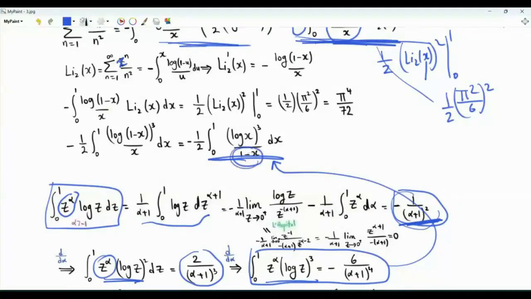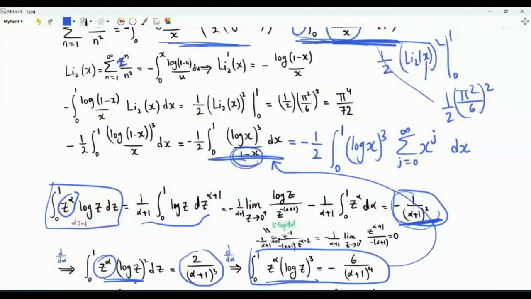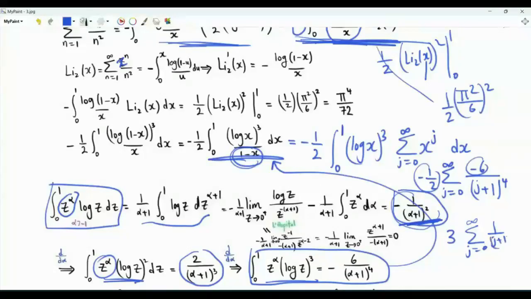The idea is that we will expand 1 over 1 minus x. So this is minus 1 over 2, the integral from 0 to 1 of log x cubed. And then 1 over 1 minus x is the summation, let's say j from 0 to infinity, x to the power j. According to our rule here, if we interchange the order of summation and integration, we end up with minus half summation j from 0 to infinity. And then the integrals will give us minus 6 divided by j plus 1 to the power 4. Minus 6 and minus half, that's 3. And then we have summation j from 0 to infinity, 1 over j plus 1 to the power 4.